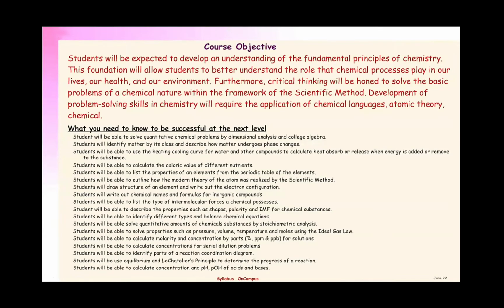Okay, here is the course objective and what you need to know. It's really good to pay attention to these. Why? Because you probably find quiz questions that pertain to these topics. Because look at it, students will be able to calculate caloric values for different nutrition. You know there's going to be a quiz question on that or an exam question. So take a look at this and use it as a guide to what to study for those different chapters, okay?